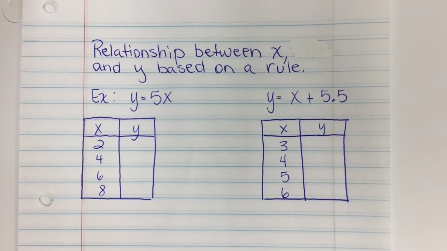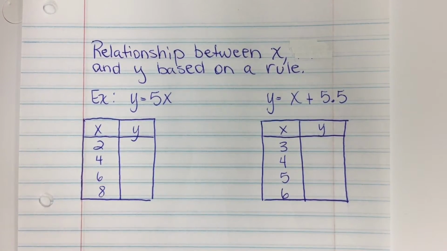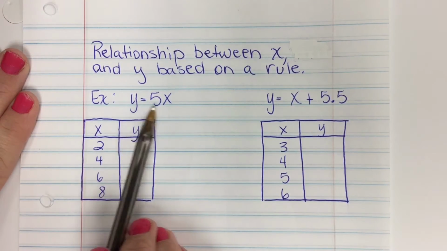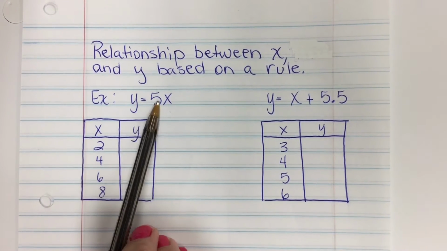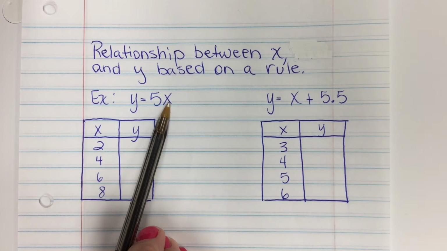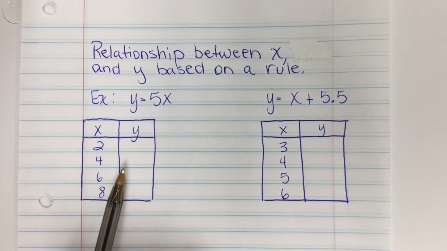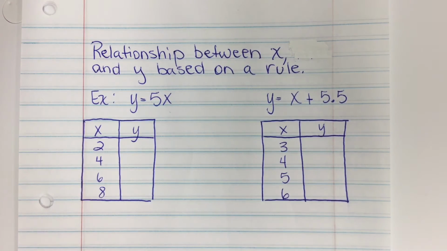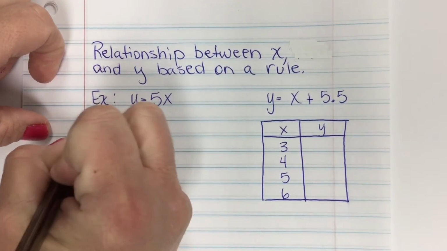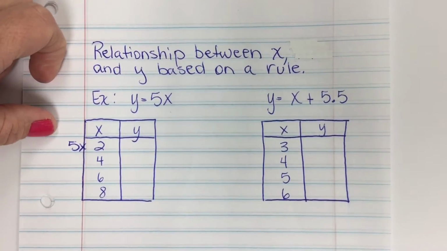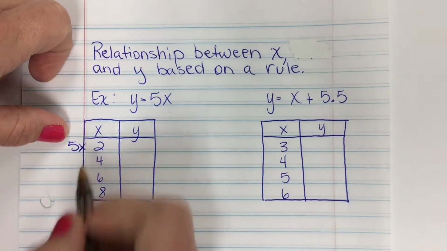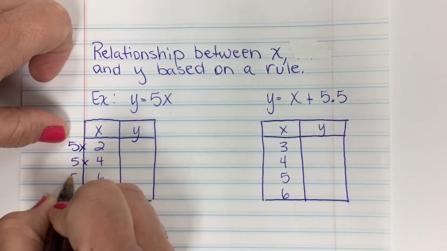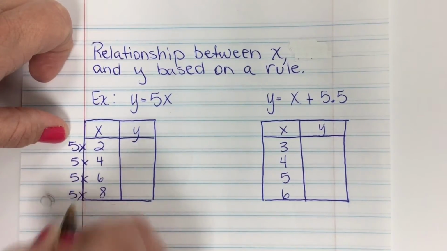Okay, so next is talking about the relationship between X and Y based on a rule. So if my problem is Y equals 5X, well, anytime you have a number and a letter squished together, side by side, that means multiply. So we're given the X information, and now we have to find what Y is. So we're going to multiply 5 times each one of the X numbers. So 5 times 4, 5 times 6, and 5 times 8.